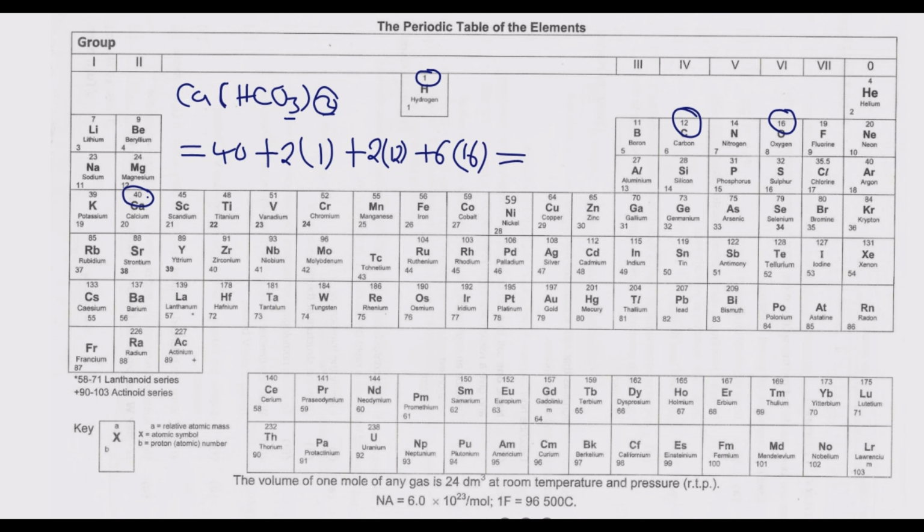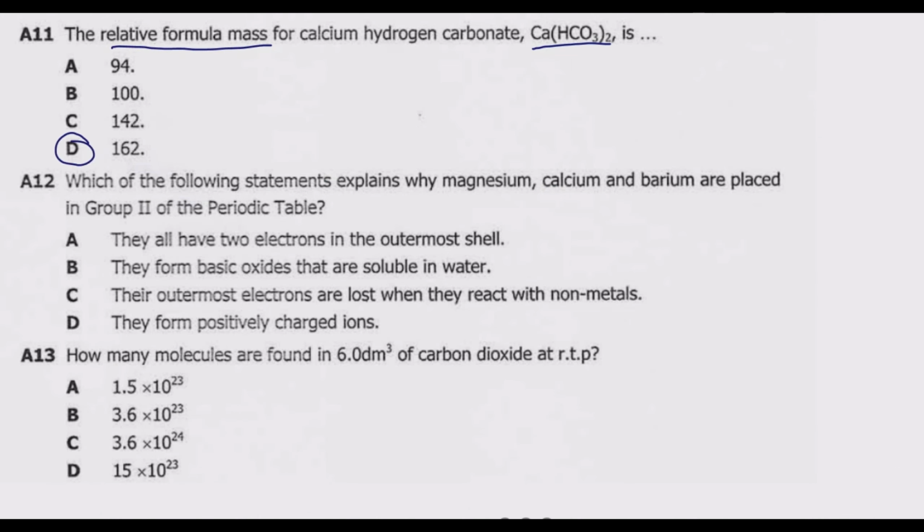Once we add, we have 40, then 2, plus 24. Then we multiply 16 by 6, which gives 96. When we add this, we end up with 162 using a calculator. So 162 is the answer. So you discover that D is the answer in this case.